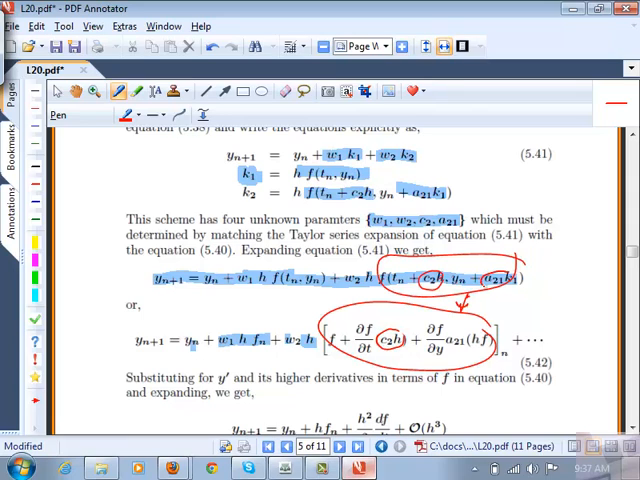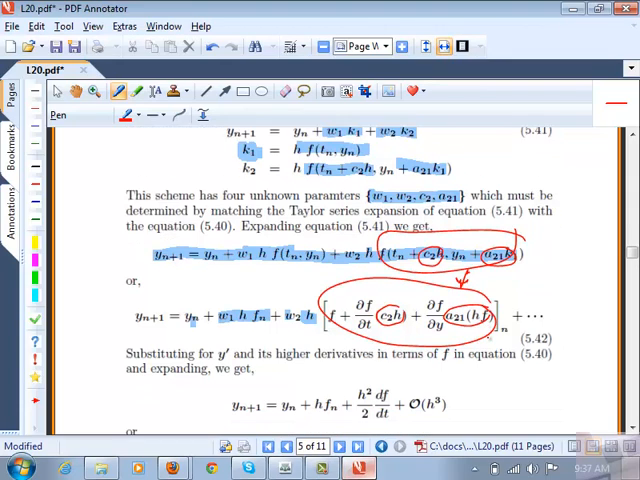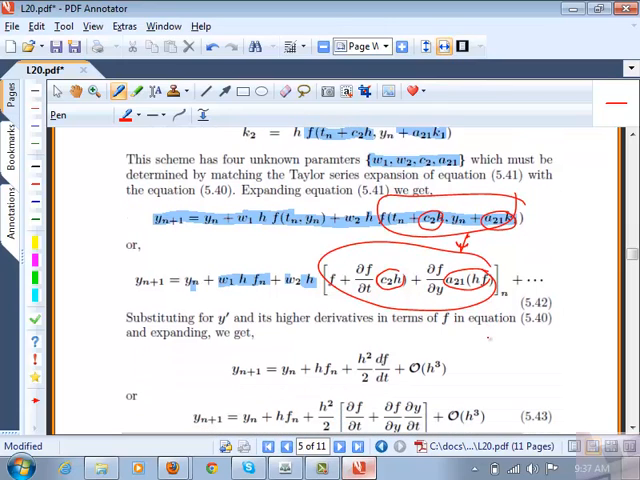We don't really need to calculate this problem-specific derivative for every problem, but we use the Taylor series expansion for that. df/dt is the partial derivative of f with respect to t plus the partial derivative of f with respect to y times dy/dt, plus the Taylor series tells us the next neglected term is of order h cubed. Do you have any questions on this? Make sense? Okay. So what is the next step?